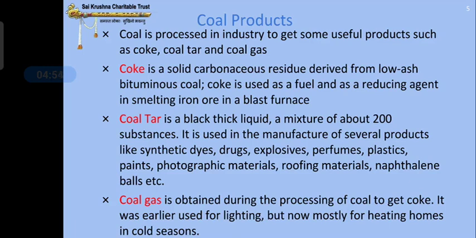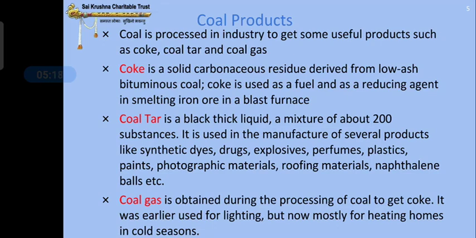So whenever they use iron ore in a blast furnace, they make use of this coke as a reducing agent. Okay, and all these are black in color. As soon as you remember coal or the products of coal, you must remember the first point: it is black in color.